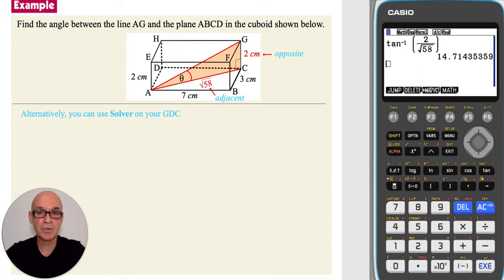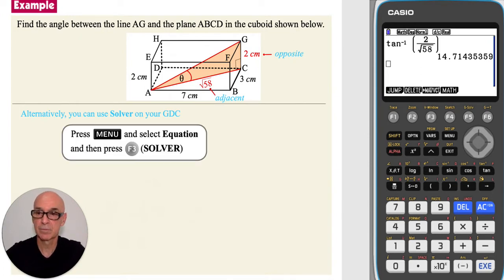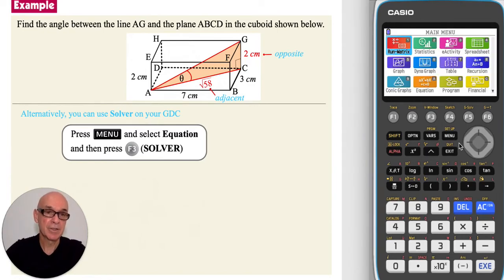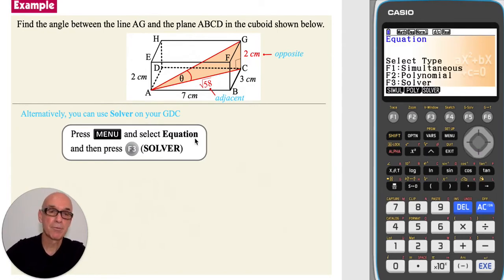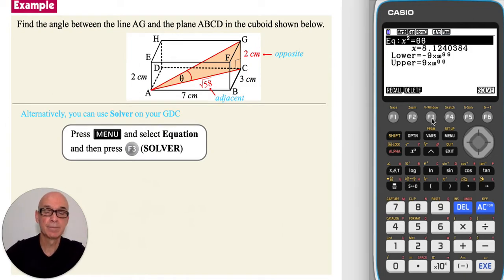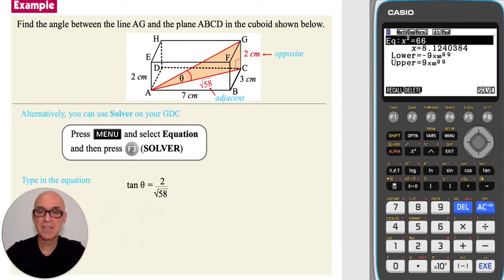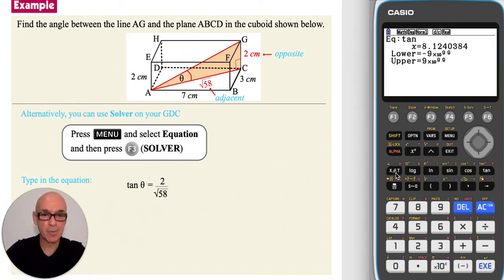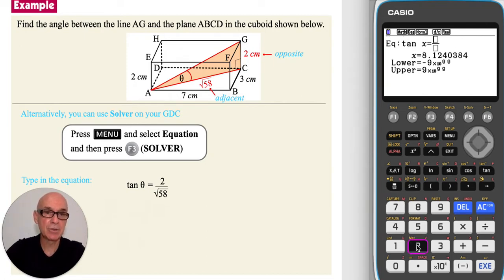Alternatively, you can use Solver on your calculator. From the main menu, select Equation, press F3 for Solver, and then type in the equation. So pressing tan, and pressing the X variable button to represent theta, and shift to access the equals, again pressing the fraction button, and 2 in the numerator, scrolling down and pressing shift to access square root, and 58, pressing Execute to enter the equation.